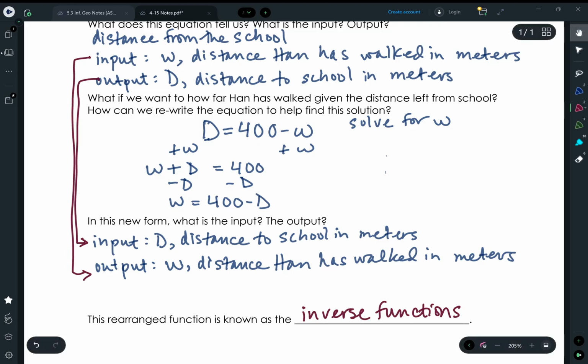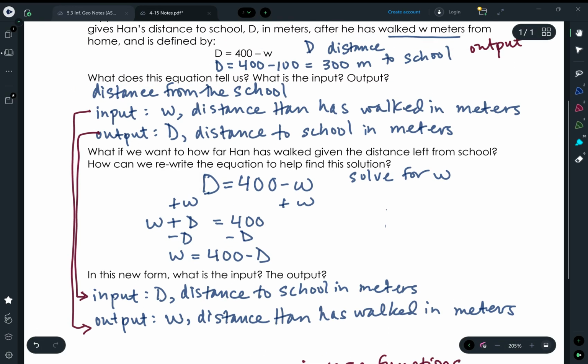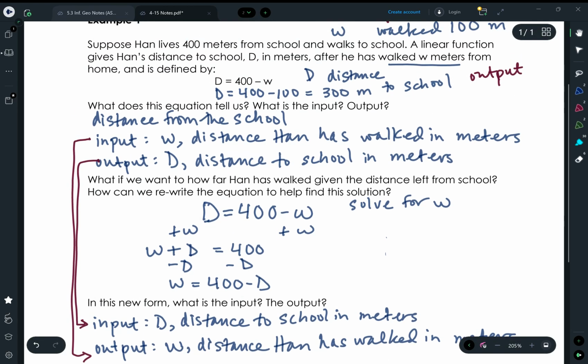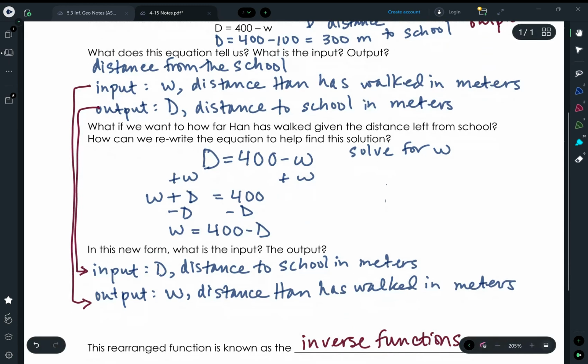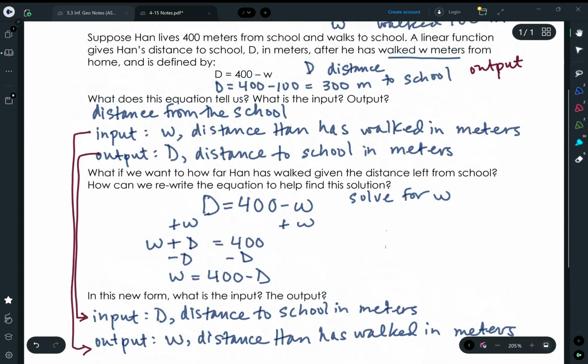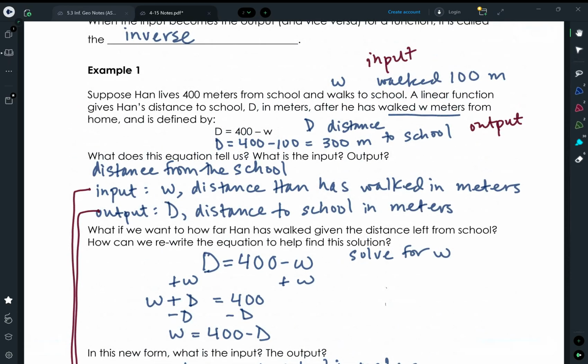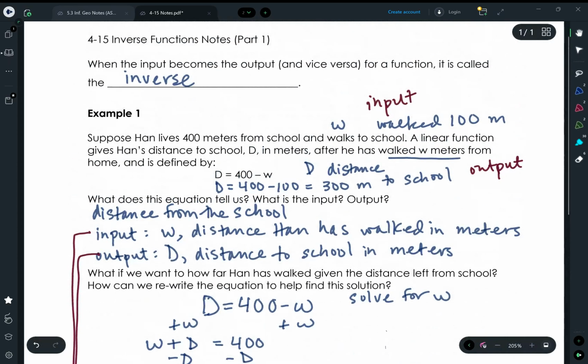All right, so this is just an introduction to inverse equations today. Hopefully this will connect back to what you remember about solving literal equations earlier on. And we're still working with those input and output ideas as well.